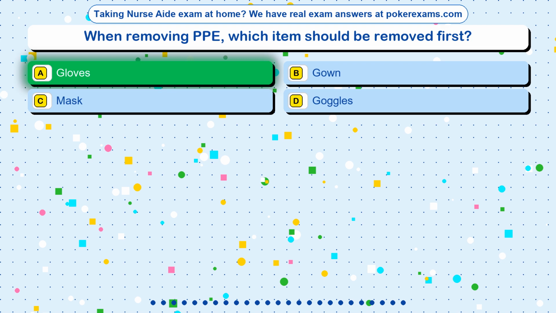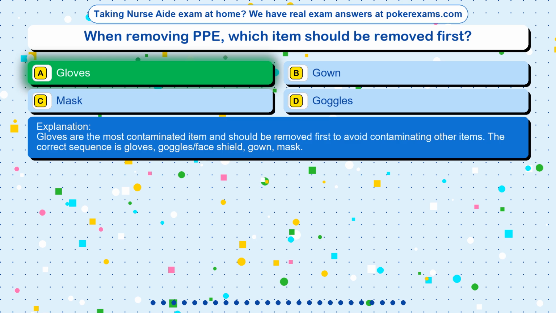The correct answer is option A, gloves. Gloves are the most contaminated item and should be removed first to avoid contaminating other items. The correct sequence is gloves, goggles/face shield, gown, mask.